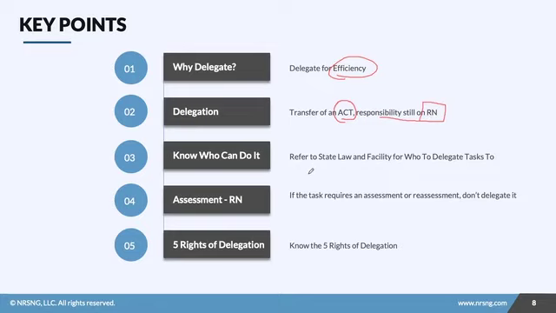Now, know who an RN can delegate to. This is so important. Refer to state laws, refer to facility laws for who can delegate tasks to who. Then assessment. If the task requires an assessment of some sort, or to be followed up, like removing an art line where you need to be there, you need to be applying pressure, then the RN should do it. Don't delegate it. Keep that in mind. Then there's the 5 rights of delegation. Know the 5 rights of delegation, refer to them, understand them, so you can consciously make informed decisions about who tasks can be delegated to and what tasks you can delegate.